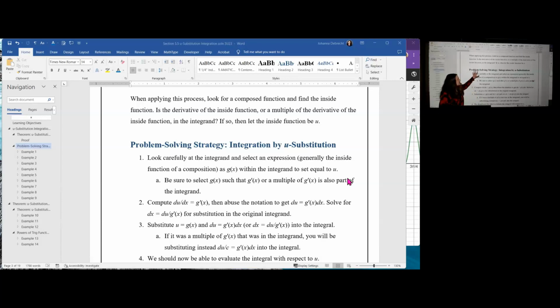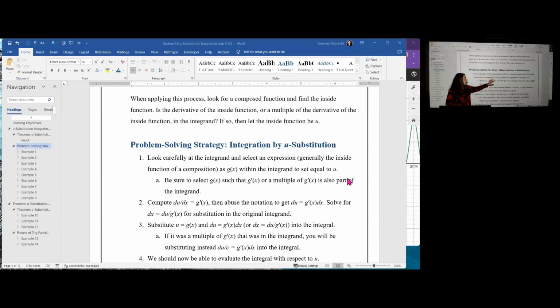Now, what we want to do is set up basically a problem-solving strategy. So let's go through some of these steps. In order to decide if you need u-substitution, you need to look at the integrand and determine if you have composition. If you have composition, look at the inside function. Compute in your head what the derivative of it is. Look to see if you have a multiple of that factor multiplied by the composition. If you do, this is u-substitution.